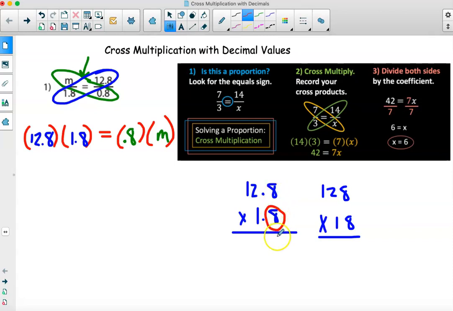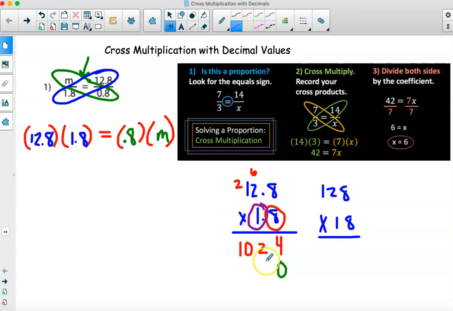So 8 times 8 is 64, carry the 6. 2 times 8 is 16, plus 6 gives us 22, carry the 2. 1 multiplied by 8 is 8, plus 2 gives us 10. Then you need, on the second line, a 0 to hold the place. And then now we're going to be multiplying by this 1.